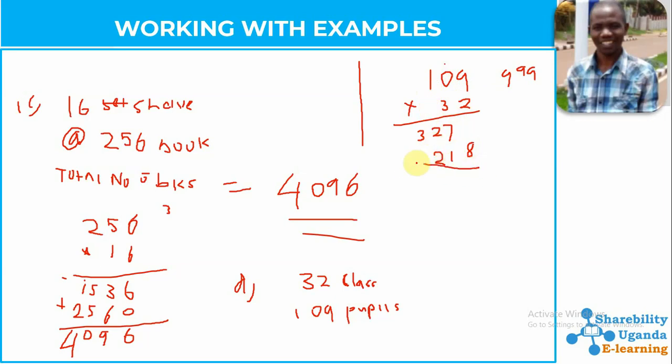Now we can add this. Here is a 0 and also here is a 0. So this is the same as 0. Then 8. Hope someone is picking. 7 plus 1 is 8, 2 plus 2 is 4, and this is also 3. So that simply means that we have 3,488 pupils in all those classrooms.